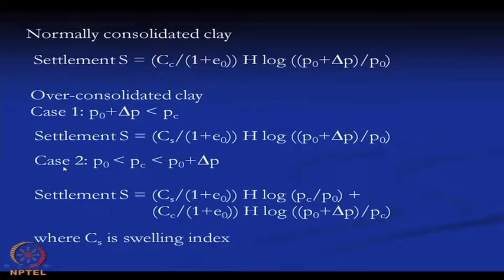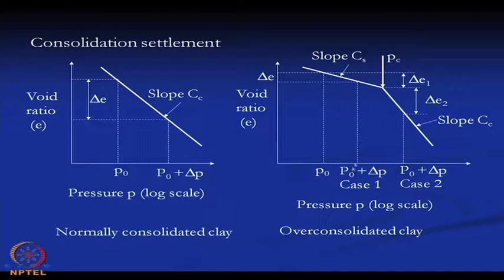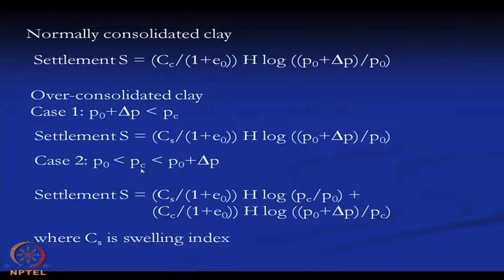And in case 2, if the point is in this condition, that means here P0 is less than PC, but P0 plus del P is greater than PC. In that condition, we can calculate the settlement as CS divided by 1 plus E0 into H log PC divided by P0, plus CC divided by 1 plus E0 into H log P0 plus del P divided by PC.